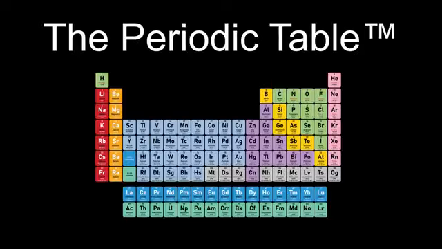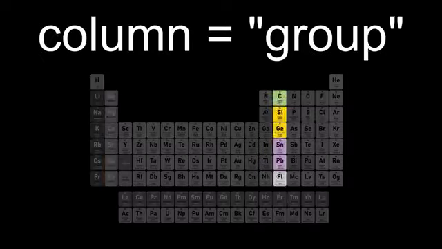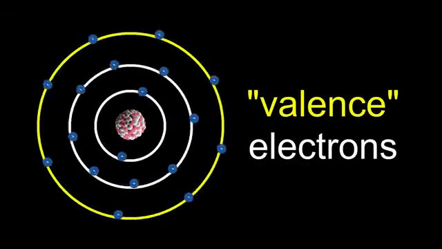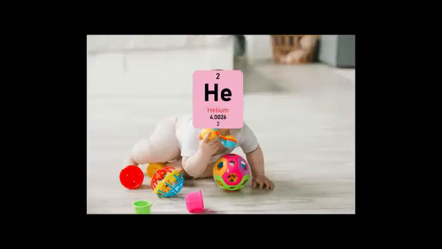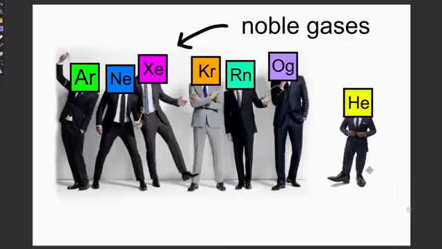Every element is listed in the periodic table. All elements in the same column or group have the same number of valence electrons. For the main groups, the number of valence electrons is just the group number from 1 to 8. Except for helium. It's too small to have 8 electrons, it can only have 2, but still, it acts like a noble gas, so it's just kind of grouped in with those.